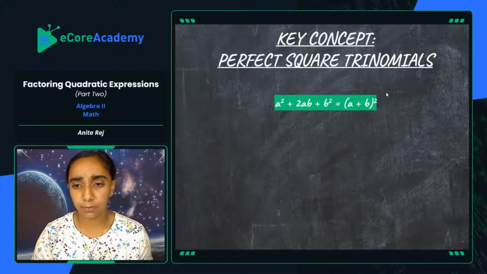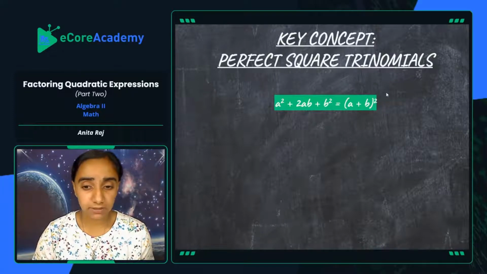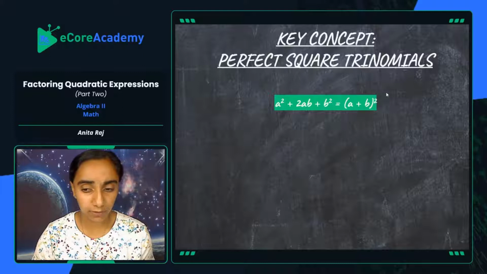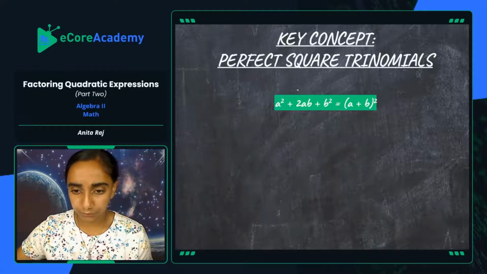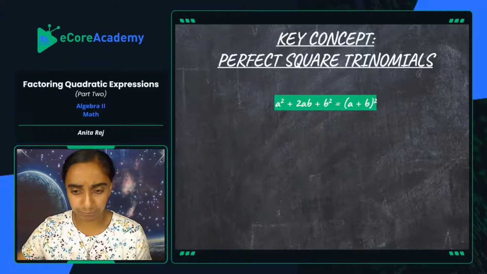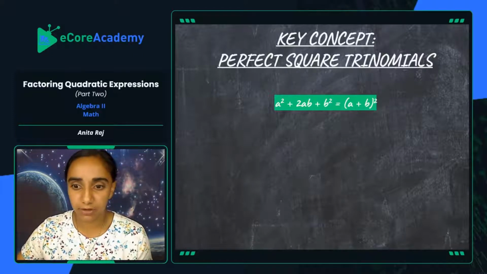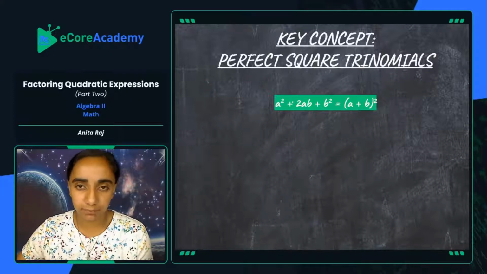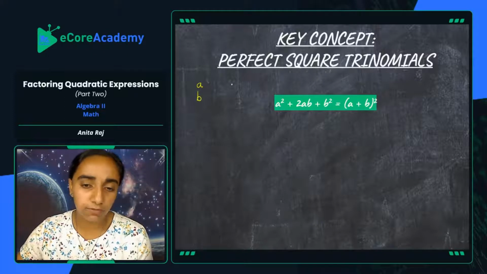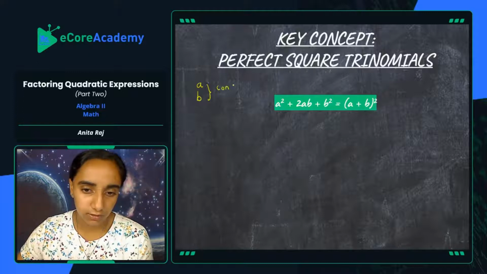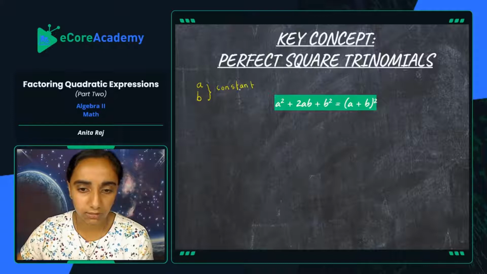So this is what a perfect square trinomial could look like: a squared plus 2ab plus b squared equals the quantity a plus b squared. Let me just write it up here. a and b can be any variable, usually any number. Usually one of them is a constant and the other one is your x term.